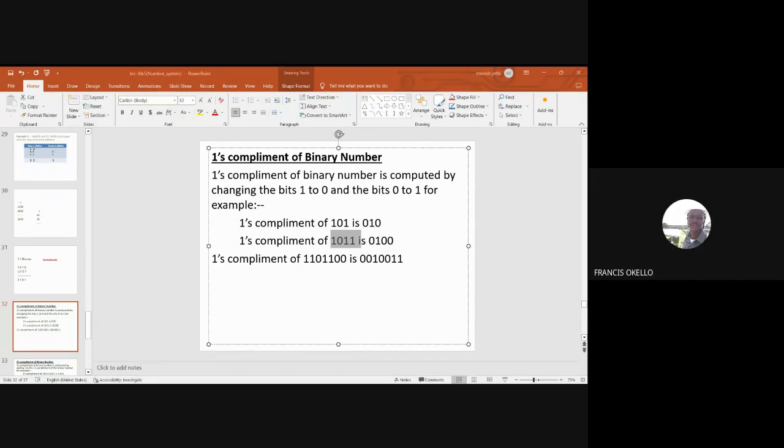We replace the ones with the zeros and zeros with ones. Yes, and you will get 0100. Okay. So any number, if you have to write the ones complement, this is how.